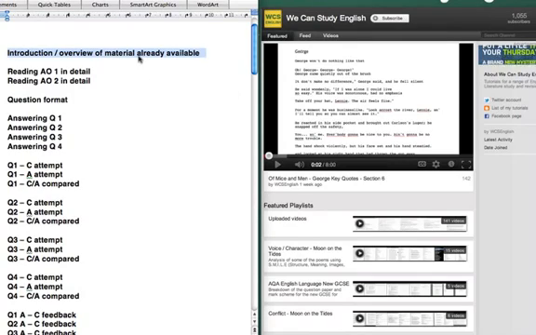The first bit I'm going to do is on this introduction and some of the material that's already available. Then I'm going to go into the 2 AOs. I'm going to go through them in detail to give you an exact understanding of what you're trying to do. Then I'm going to look at the question format. So we're going to be analysing the 4 questions that are going to be asked on section A and going through them in a way that you understand the skill that's being required from you. And then I'm going to look at each question individually after that.